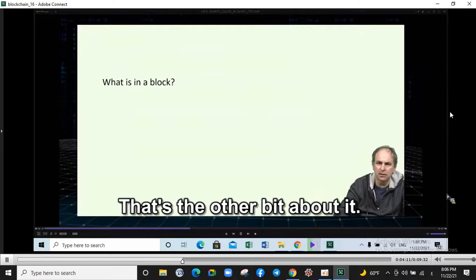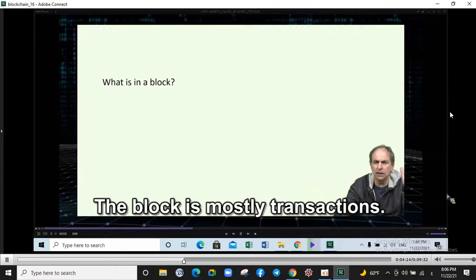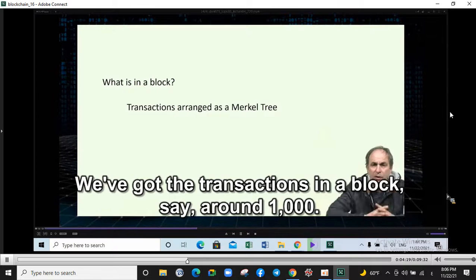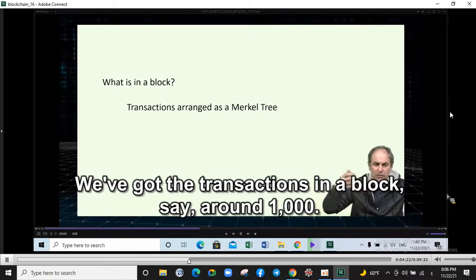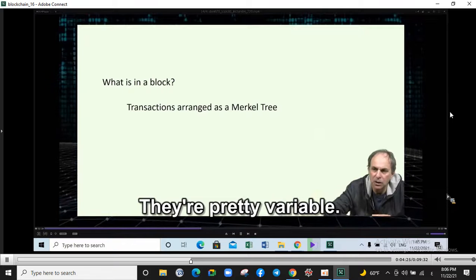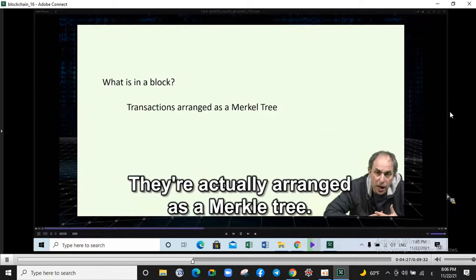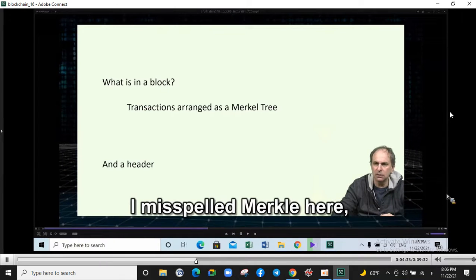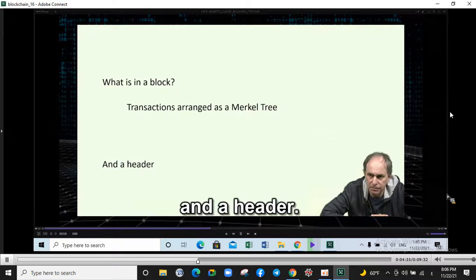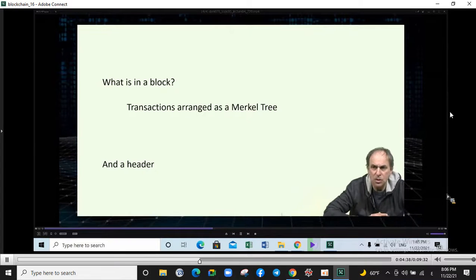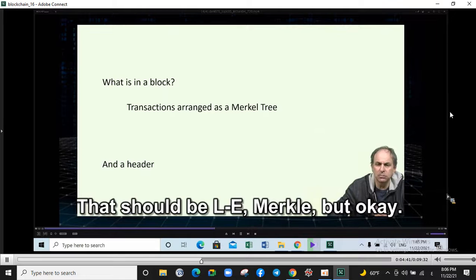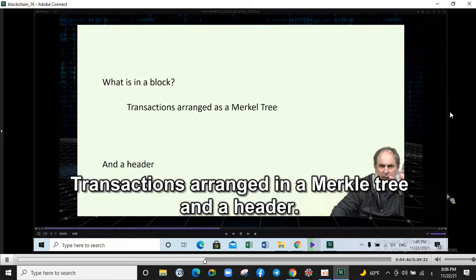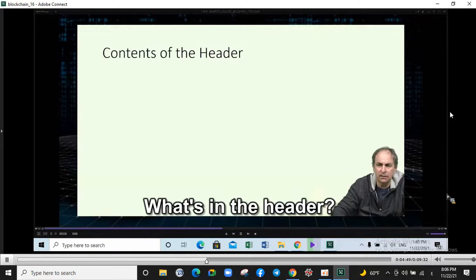So what's in a block? Okay, so the block is mostly transactions. So we've got the transactions in a block, say around 1,000. They're pretty variable. Okay, so they're actually arranged as a Merkle tree, right? Misspelled Merkle here. Okay, and a header. Right, okay, so transactions arranged in a Merkle tree and a header. Okay, so what's in the header? That's what the rest of this lecture is about almost.